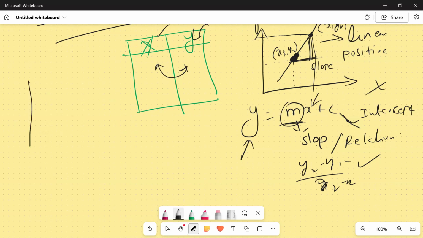In the meanwhile, if your x increases, then y might decrease. In this scenario, if you find the slope of this particular line, then your m value might be negative. The negative indicates that it's a negative correlation or negative relation.